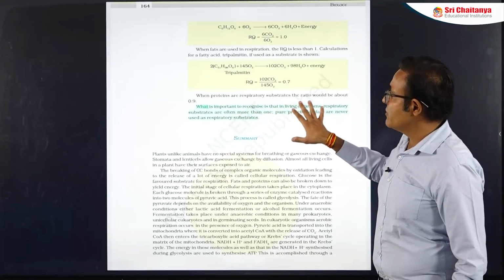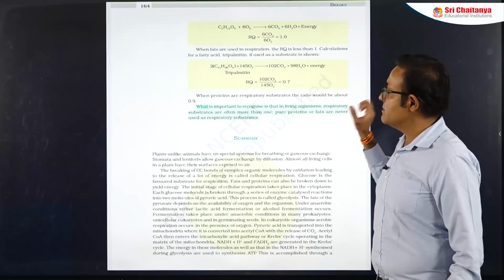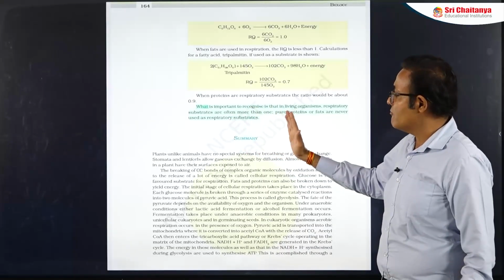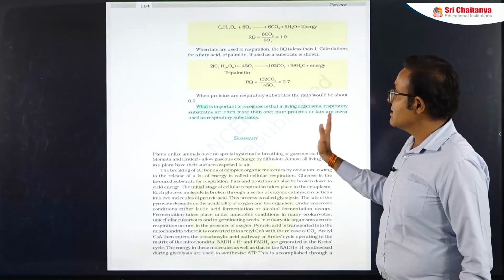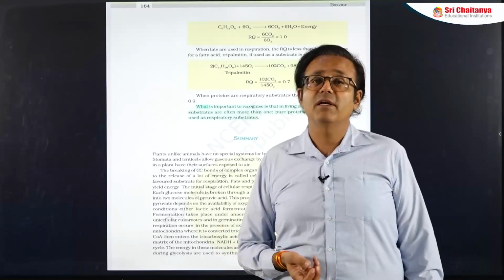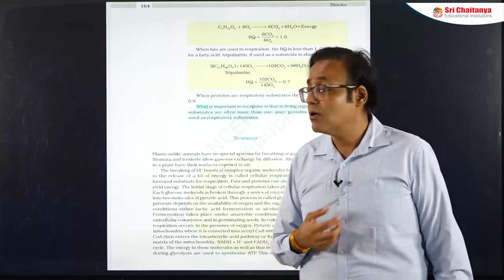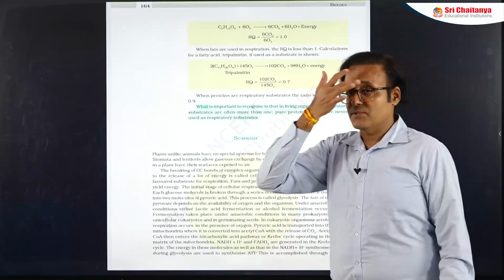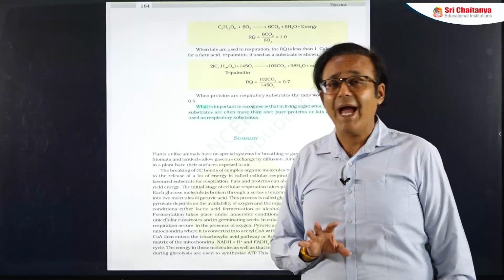What is important to recognize is that in living organisms, respiratory substrates are often more than one. Pure proteins and fats are never used as respiratory substrates. Now what does this line mean? Why have they written that pure protein and pure fat are not directly used as a respiratory substrate? Why? Because protein is a macromolecule.